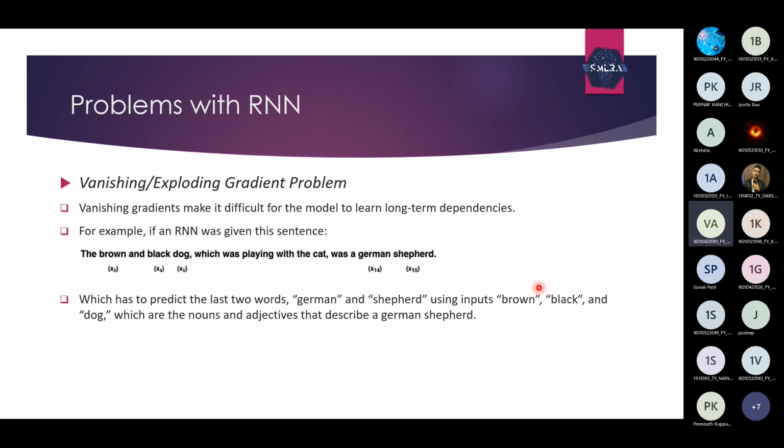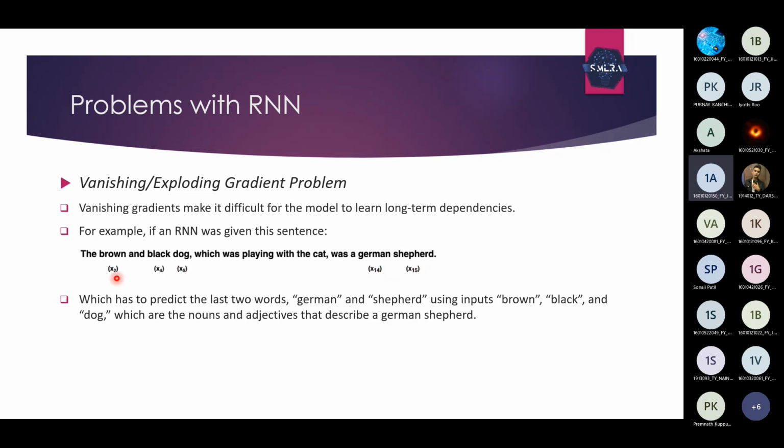Since Shubham gave an example, I also have an example. Suppose: the brown and black dog which was playing with the cat was a German Shepherd. Now if you have the input as brown, black, dog, which was playing with the cat, was a dot dot, you have to give two words.